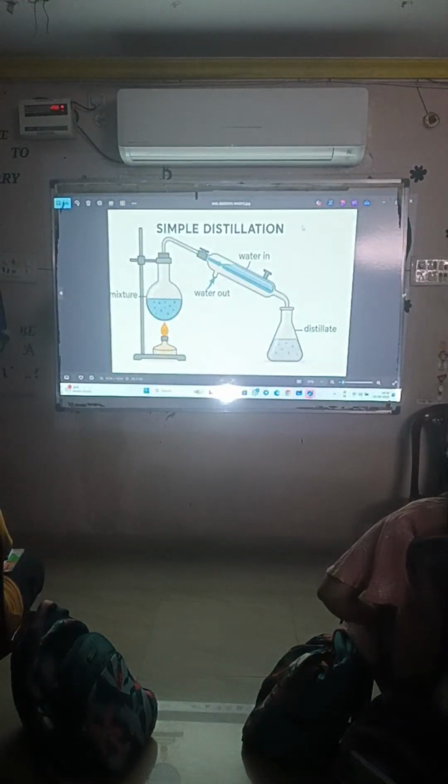Okay. What is this pointing instrument called? Round bottom flask. What is this one? Coolant. What is this? Conical flask. What is this? Bunsen burner. What is missing in the simple distillation? Thermometer. Thermometer is missing.